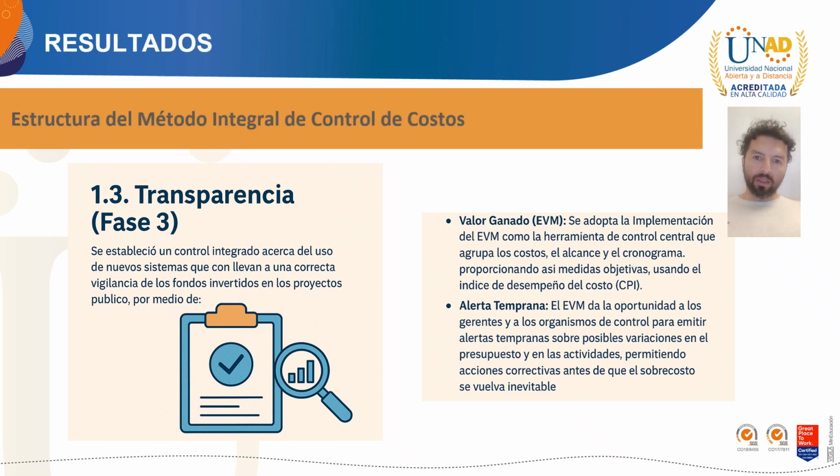Results, phase 3, transparency. The third and final phase of the method is transparency, or integral control. An integrated control system was established to ensure correct oversight of public funds: earned value management and an early warning system.